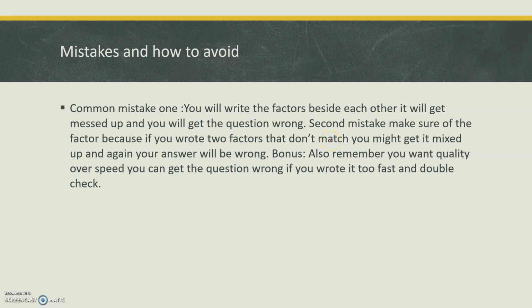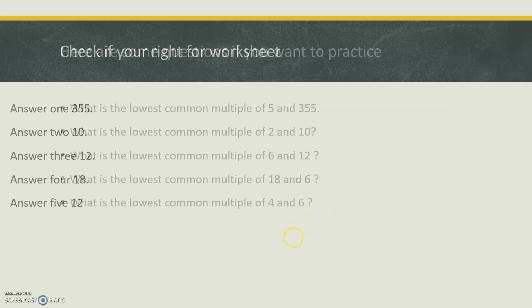Second mistake, make sure the multiples match, because if you write numbers that don't match, you might get mixed up and your answer will be wrong. So some people do their questions like 2 and 10. 2 and 4, and then they go like 5. And then they're like, what's 5 plus 2? 7. 7 is 9. Then you write the 10 times tables, you're like 10.